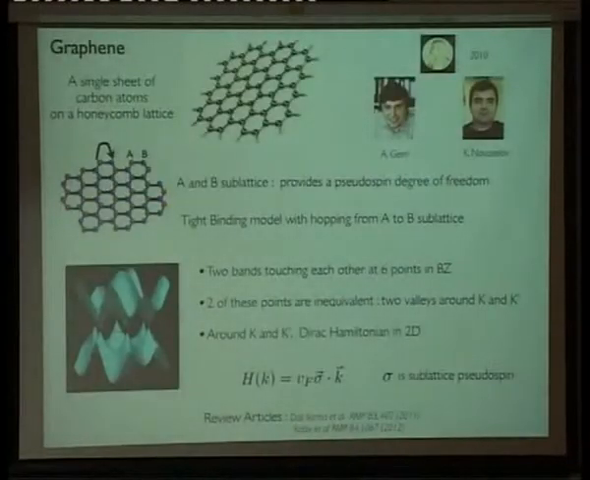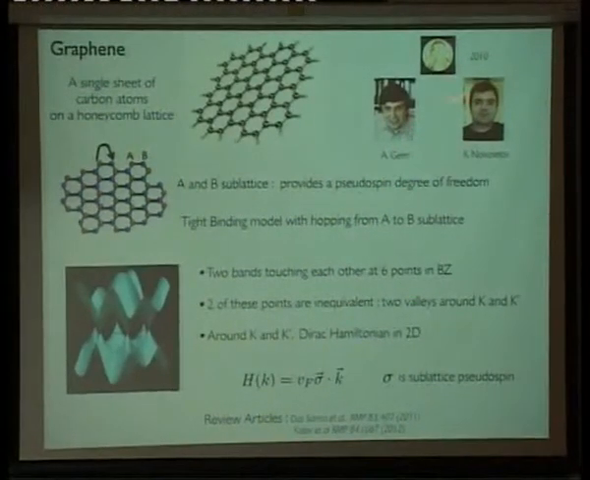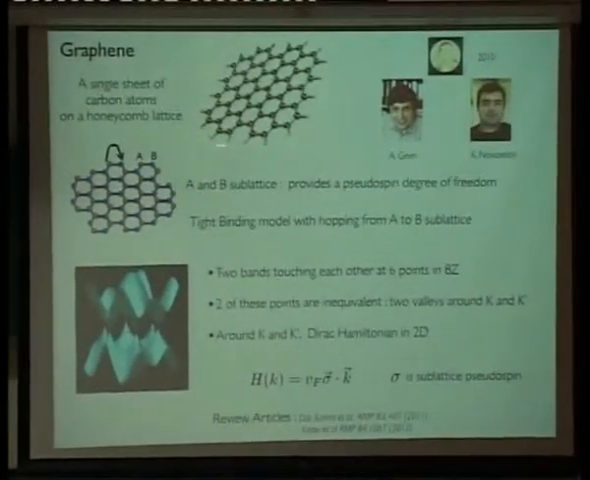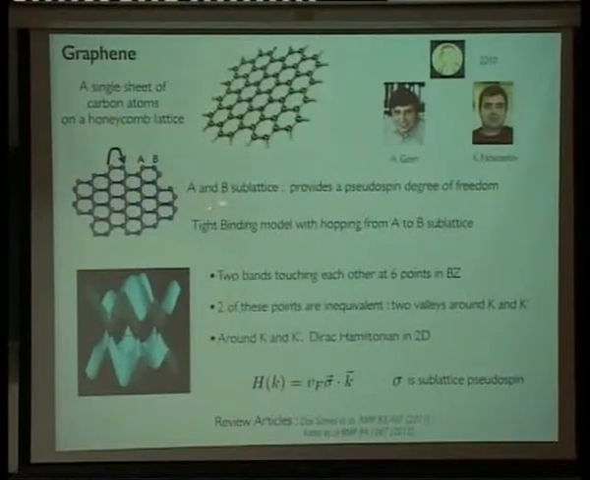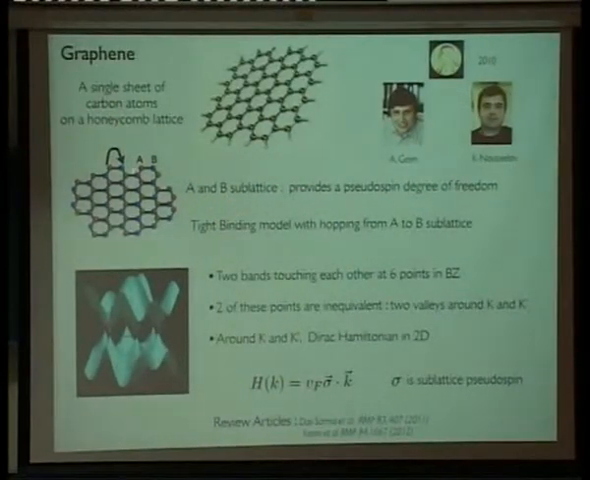So graphene, as you know, Andre Geim and Novoselov got the Nobel Prize in 2010. It's essentially a single sheet of carbon atoms arranged in a honeycomb lattice. For the purpose of this talk, what we will look at is that it gives us A and B sublattices, so it provides the pseudo-spin degrees of freedom.